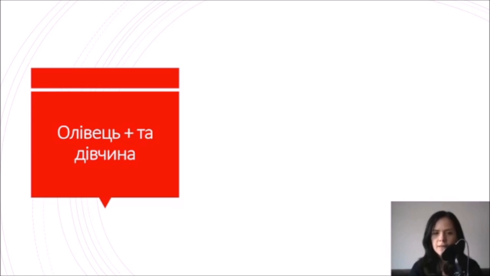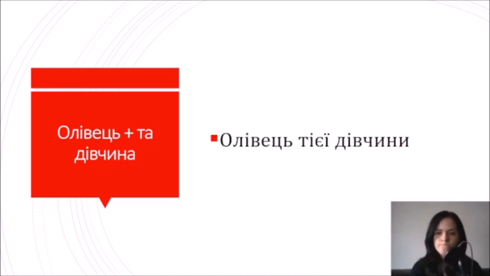Олівець та дівчина. Олівець means a pencil and та дівчина means that girl. Okay? Ця means this and та means that. So to say the pencil of that girl, we will say: олівець тієї дівчини. Next.